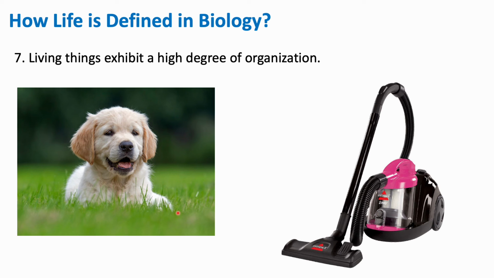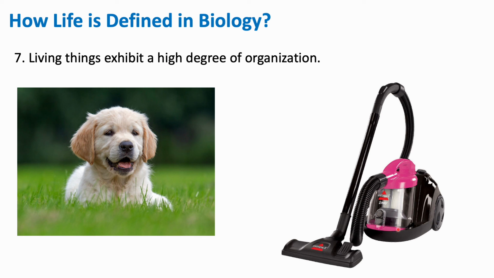And then those cells can actually form tissues. The tissues can form organs. The organs can form organ systems. So you get that high degree of organization. So the dog exhibits that high degree of organization, right? We could actually say that a vacuum also exhibits a high degree of organization because it's highly put together in a specific way, and it only works in that specific way. If you take apart one of these components, it's not going to work, right? It exhibits that organization. So this characteristic, we could say, could apply to a vacuum.